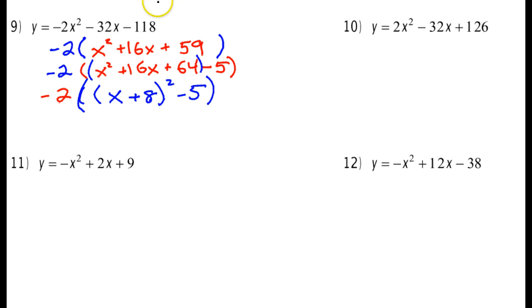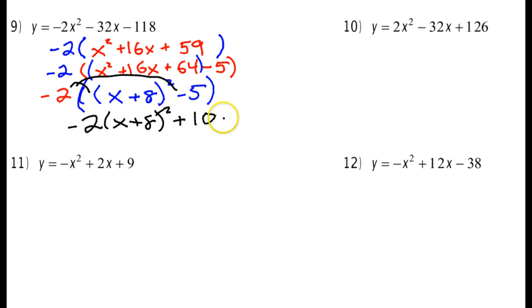Now, here's one more step though, we're not done. We took out that negative 2 in the beginning. We actually have to put it back in. So distributed, we have negative 2 times x plus 8 squared. And we have negative 2 times negative 5. And the same negative 2 we took out in the front at the beginning, we got to put it back in. It really only changes this k term over here.